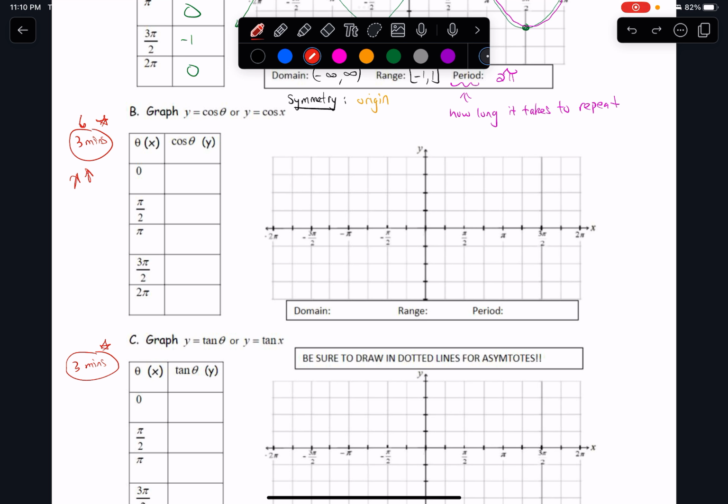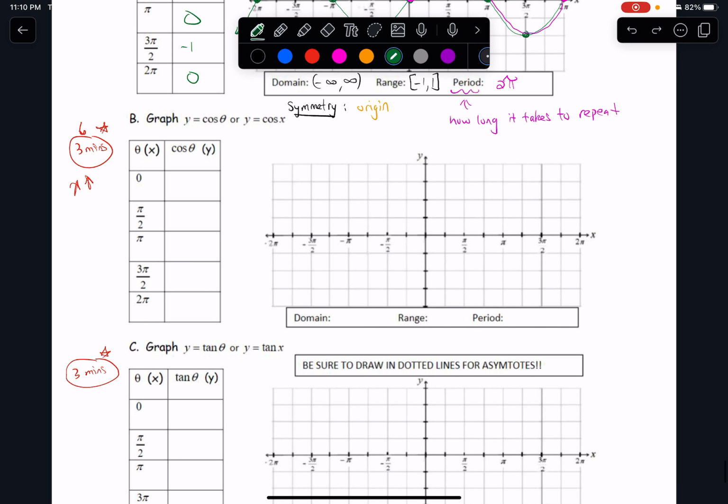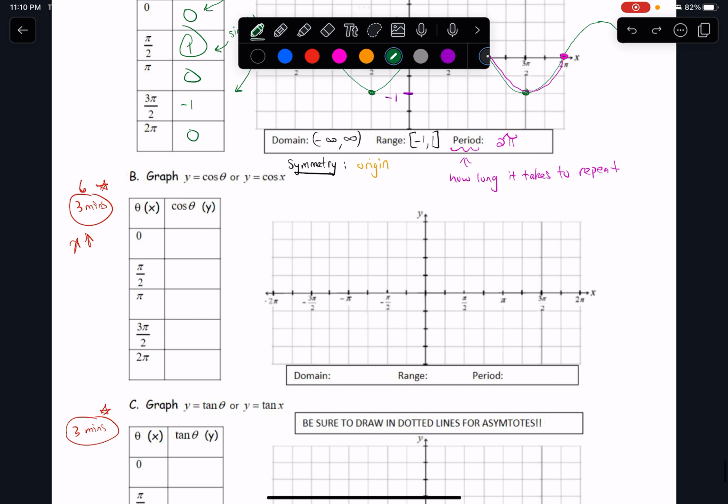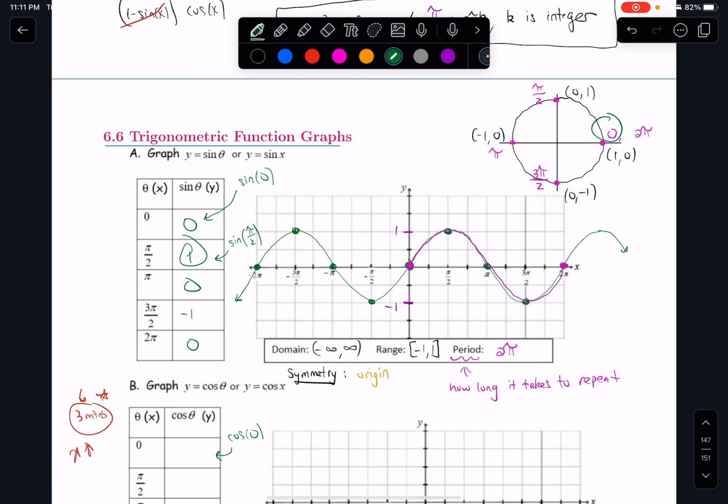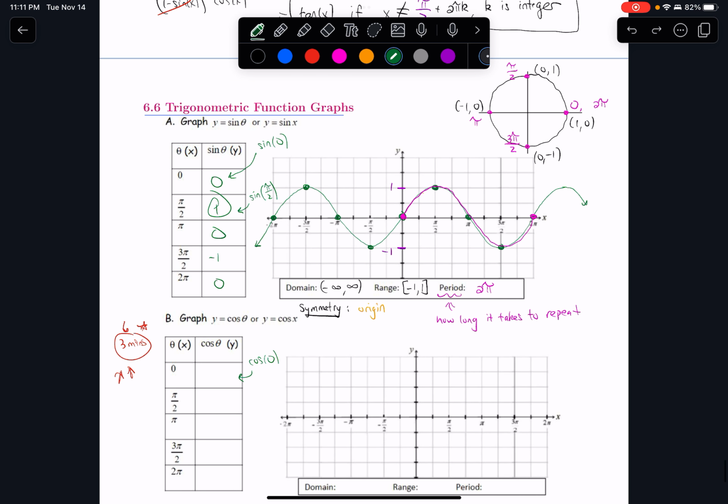All right, so hopefully you did that. Hopefully you plotted some points here, and maybe we're getting somewhere along the road of drawing the graphs. All right, so let's talk about cosine. When my angle's 0, and I plug that in to get cosine of 0, well, remember, cosine is my x-coordinate. So if I look at where the angle 0 is, my x-coordinate is 1. Okay, so I'm going to put 1 in my table. So cosine of 0 is 1.